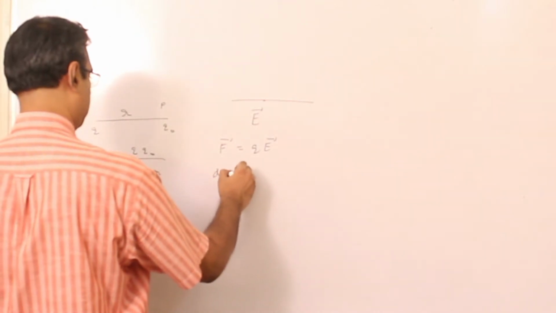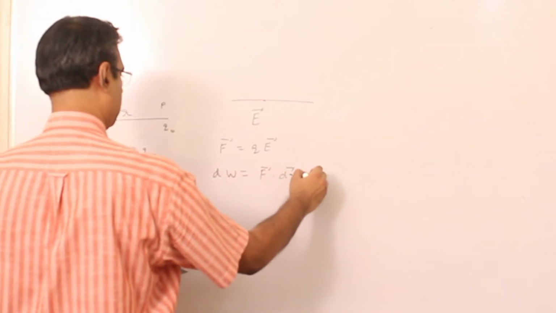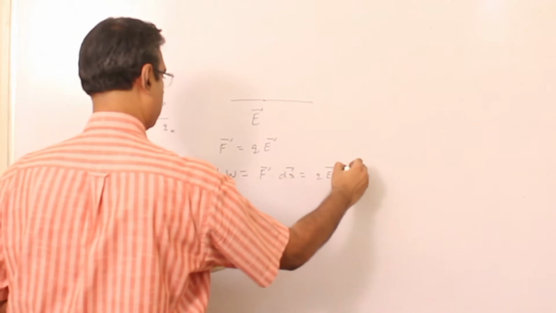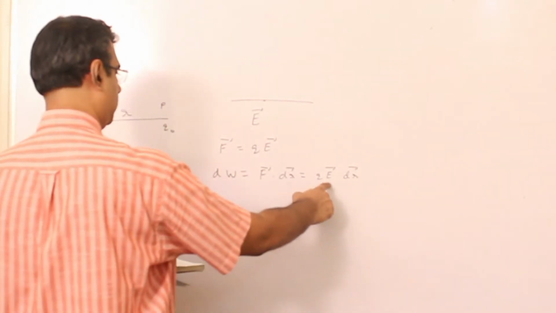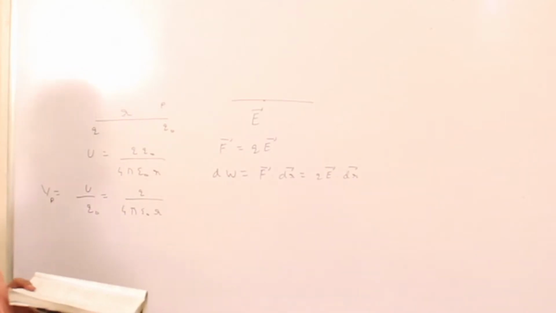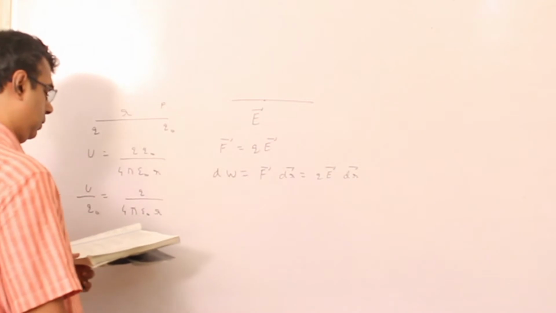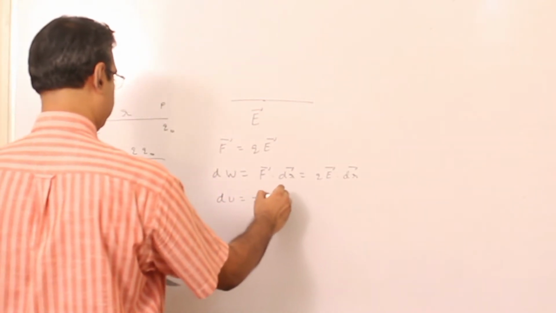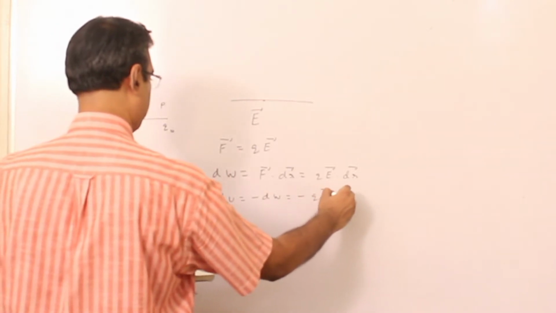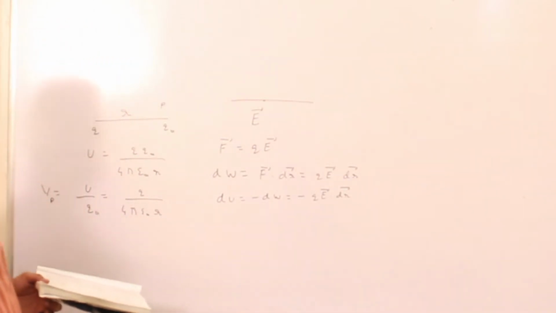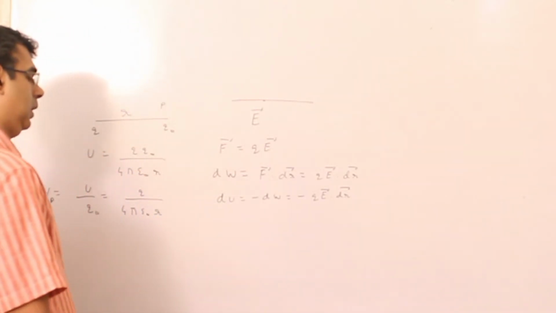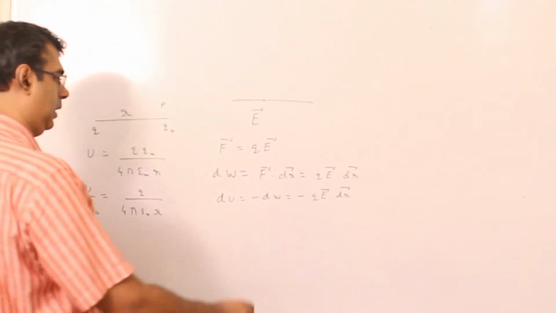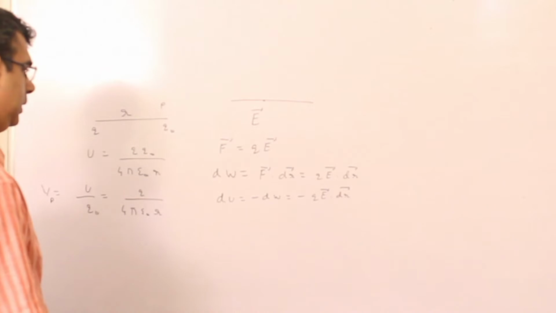Now, let us say that this charge undergoes a displacement of dr, so the work done will be equal to QE dot dr. Since electrostatic force is a conservative force, the change in potential energy will be equal to negative of work done, that is equal to minus of QE dot dr. So the change in potential energy when the charge Q is moved by a distance dr is given by dU equal to minus QE dot dr.